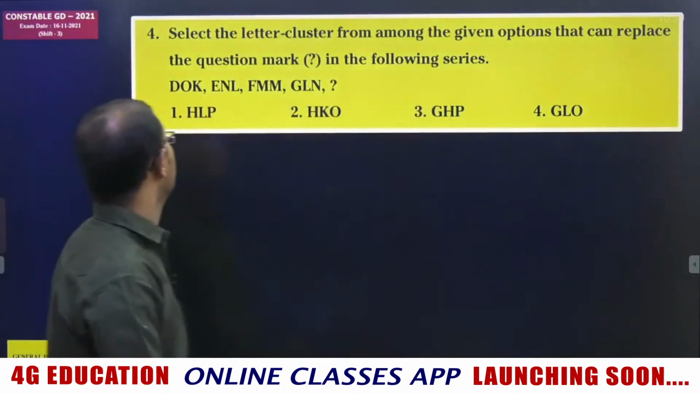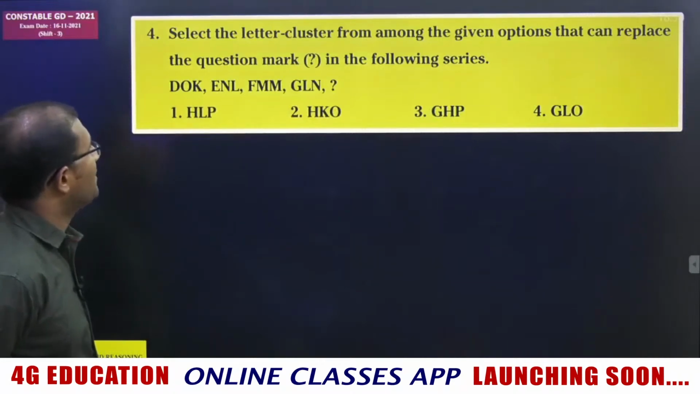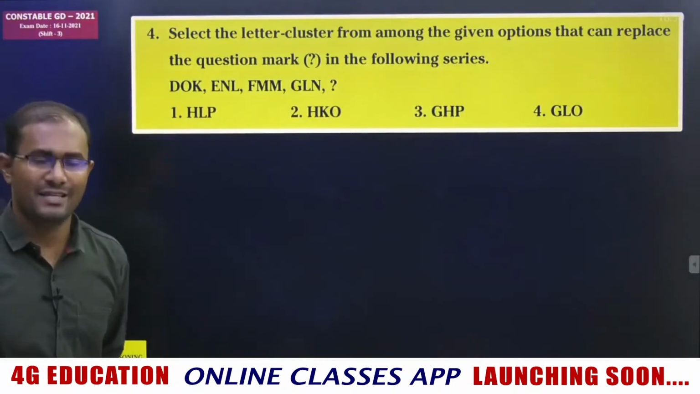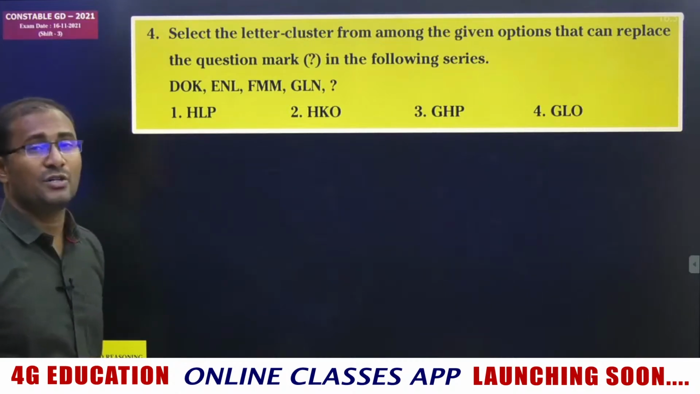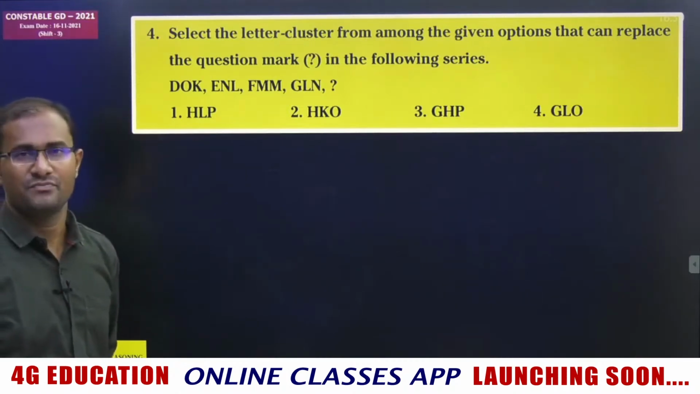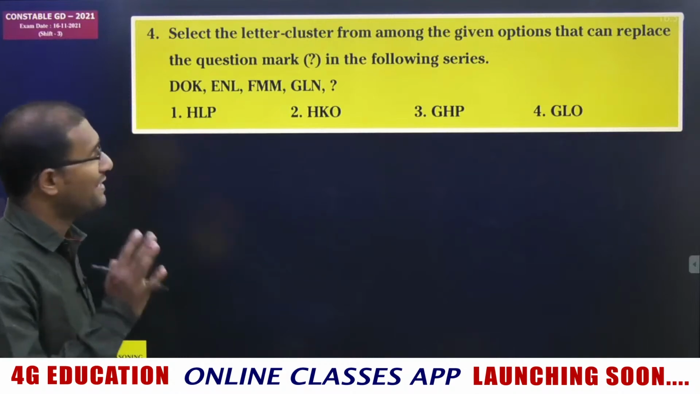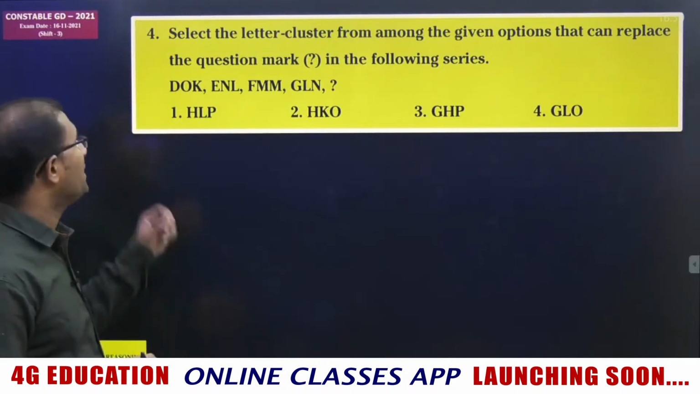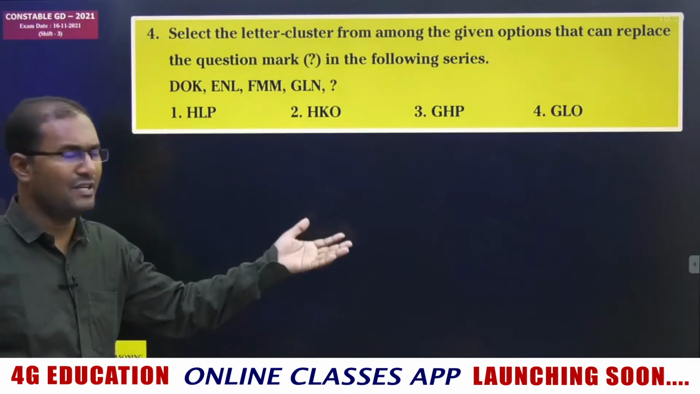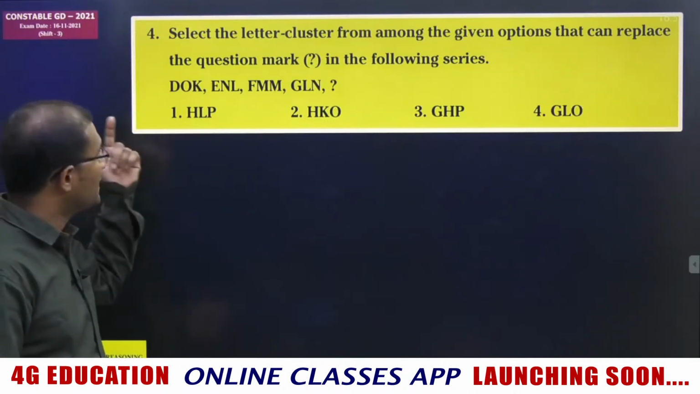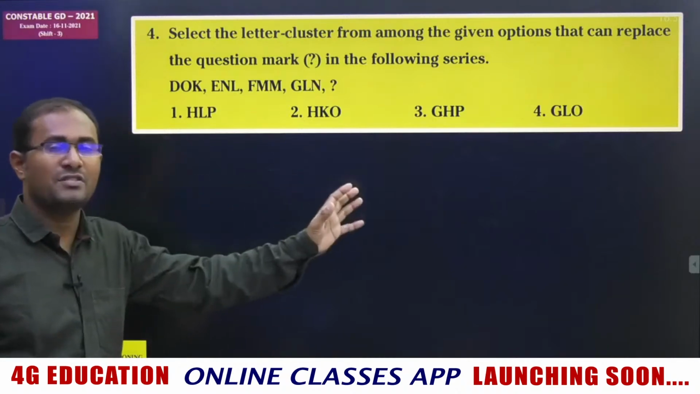Now fourth question. What have they given us? They have given us one series. In this series there are some terms. In each and every term 3 letters are present. In order to find the answer, we have to take the first letter present in each and every term. We need to frame one series and then find the answer. And we need to take the second letter and then frame one series.